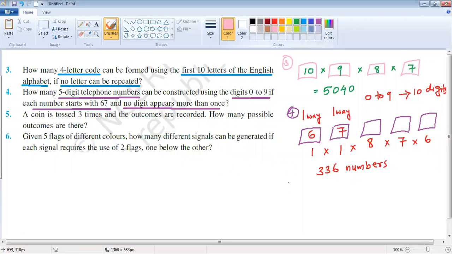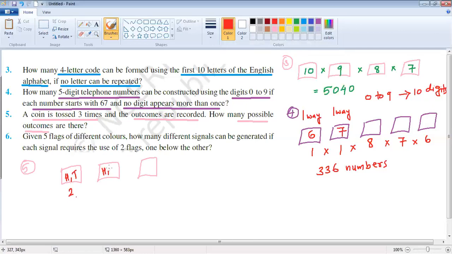Now look at question number 5. A coin is tossed 3 times. Outcomes are recorded. How many possible outcomes? The coin is tossed 3 times. First time tossed, second time tossed, third time tossed. So how many possible outcomes are there? When we toss the first time, how many outcomes are there? It can come either head or tail. So how many ways? 2 ways.